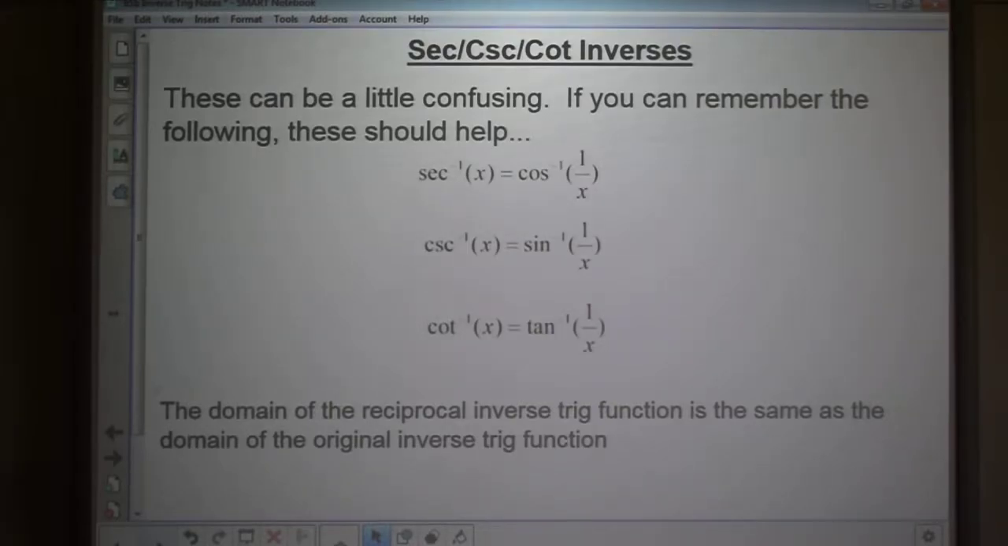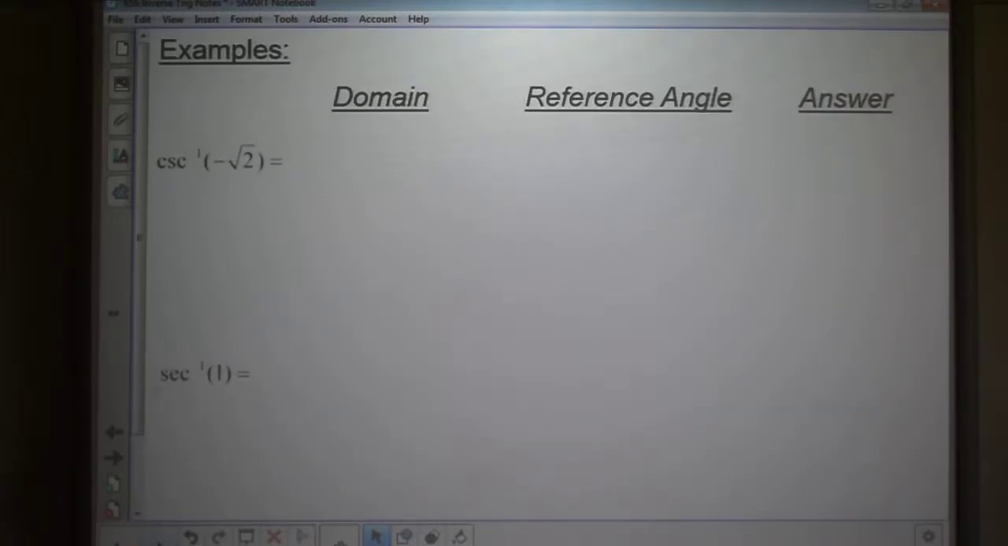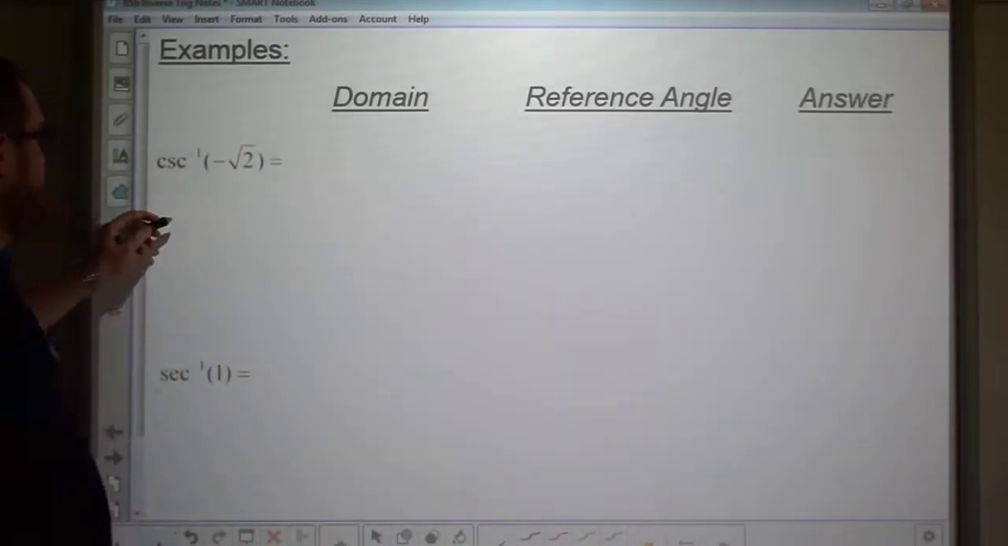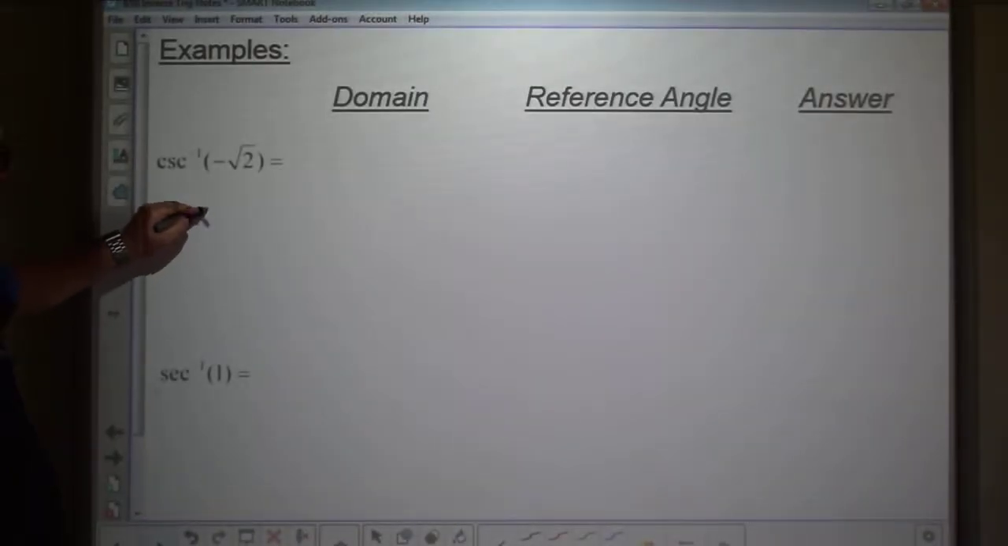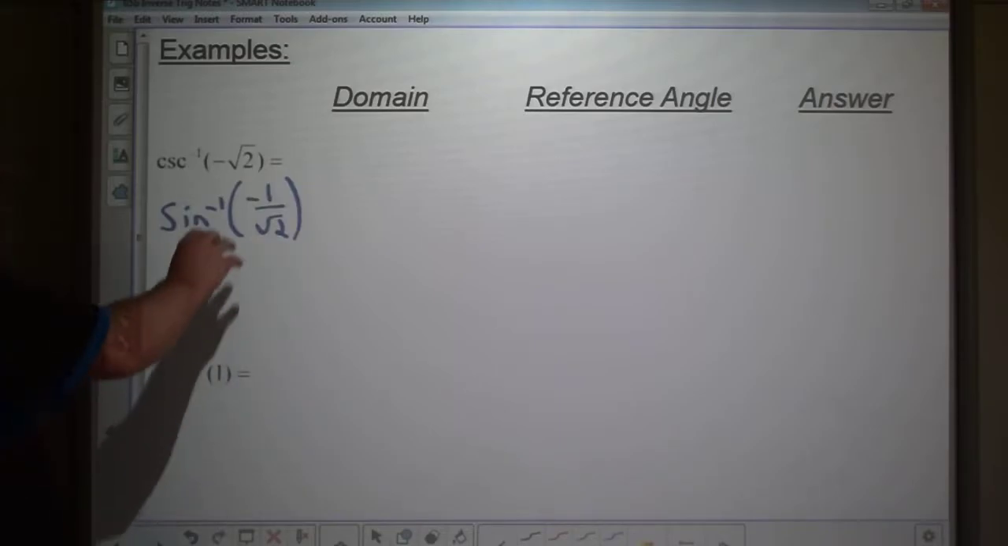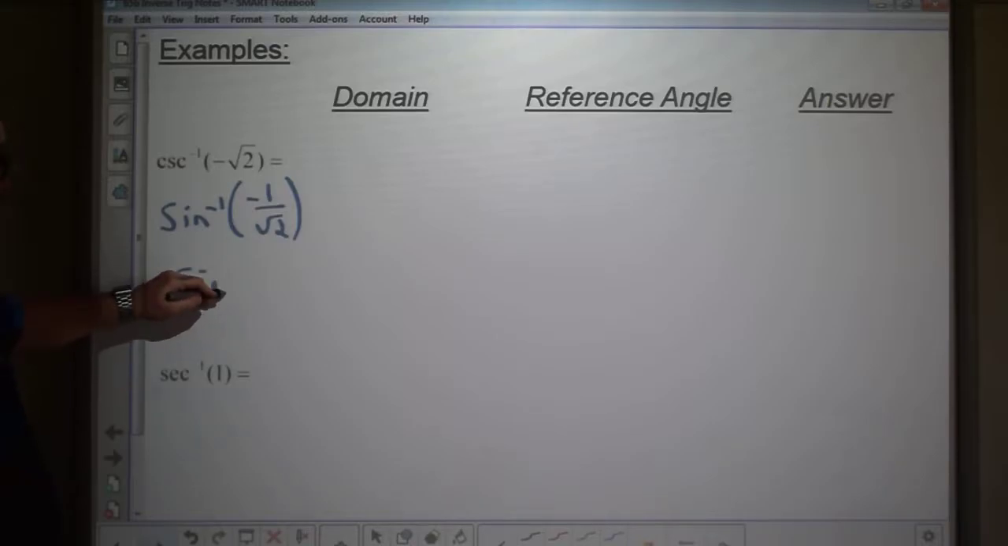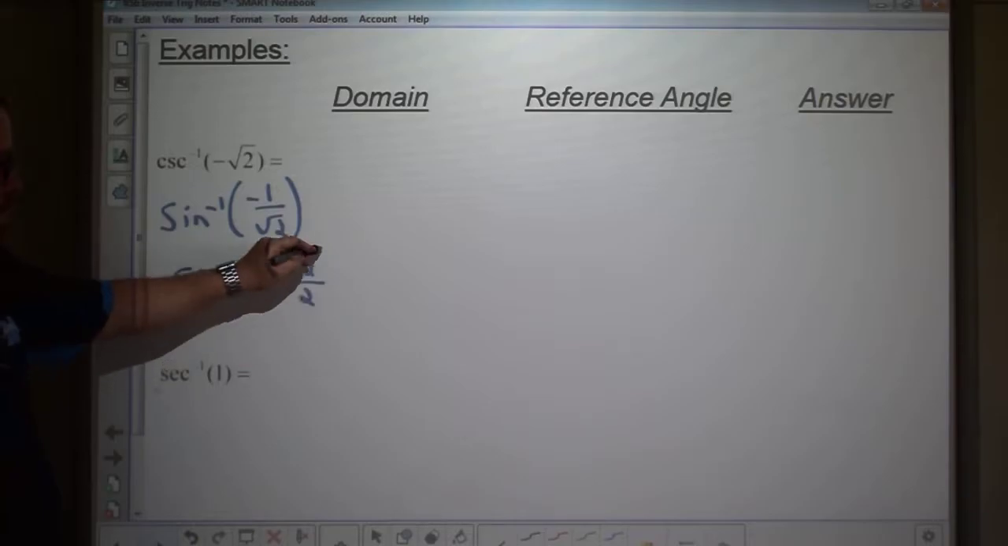Secant, cosecant, and cotangent are just the reciprocal functions, so we'll flip them first, and then we'll just talk about the sine, cosine, and tangent. The domain of the reciprocal inverse trig function is the same as the original. So, cosecant inverse of negative square root of 2. Before I go any further, I'm going to flip this. This becomes sine inverse of negative 1 over square root of 2. Never leave that like that. Let's rationalize it. If I multiply top and bottom by square root of 2, I'll get sine inverse of negative square root of 2 over 2.